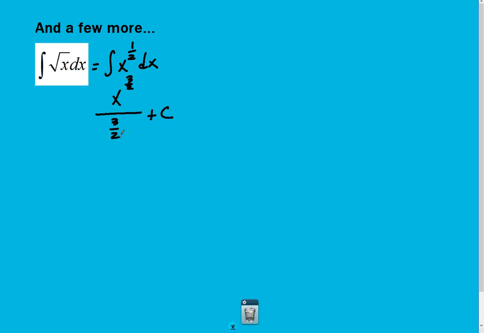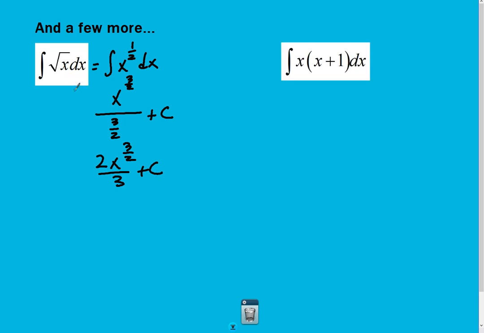That's kind of messy. So take the fraction, flip it, and multiply it up. So 2x to the 3/2 over 3 plus c. Make sense? All right, x times x plus 1.